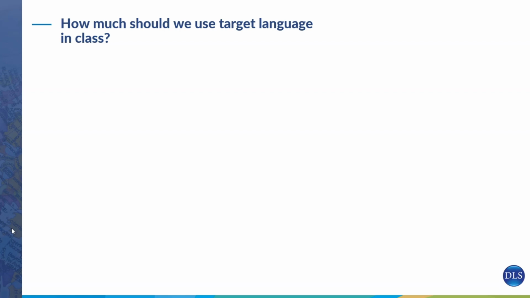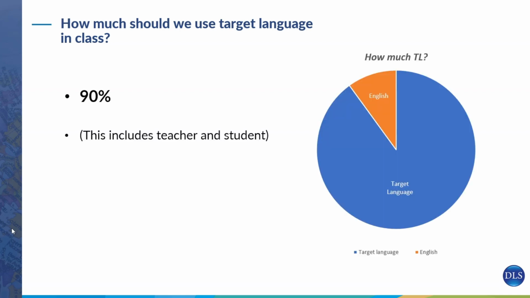How much should we use the target language in class? If you said 90%, you are correct. And this amount of time includes teacher and student talking time. And yes, this is for beginner level students all the way up through advanced.